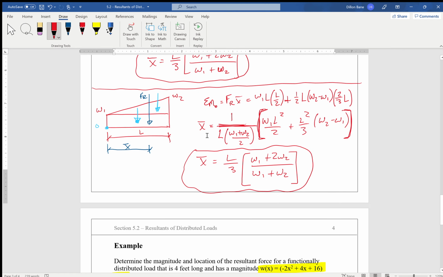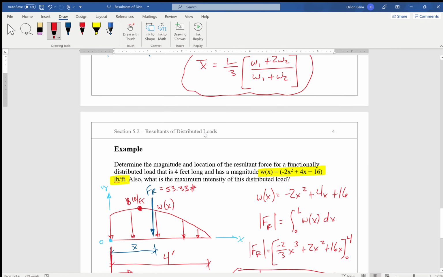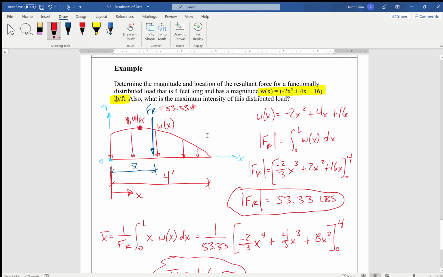And then very, very rarely do we have functional loads like this where we actually need to integrate, okay? But if you can remember rectangular loads and triangular loads and how to work with their resultants, you will have 95% of what you need to know memorized, all right?